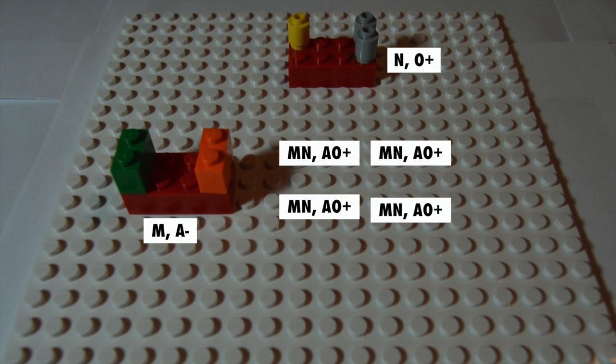What would be the possible genotypes and phenotypes of the offspring resulting from a mother type M, A negative, and a father type N, O positive? We could use the Punnett square to predict the inheritance for the 3 loci.